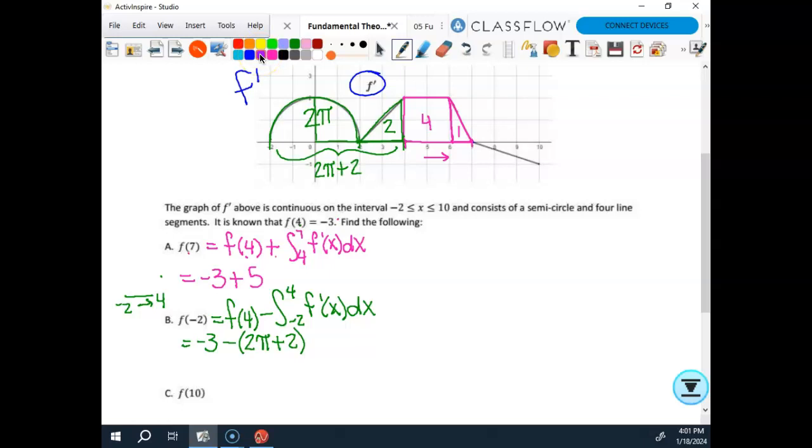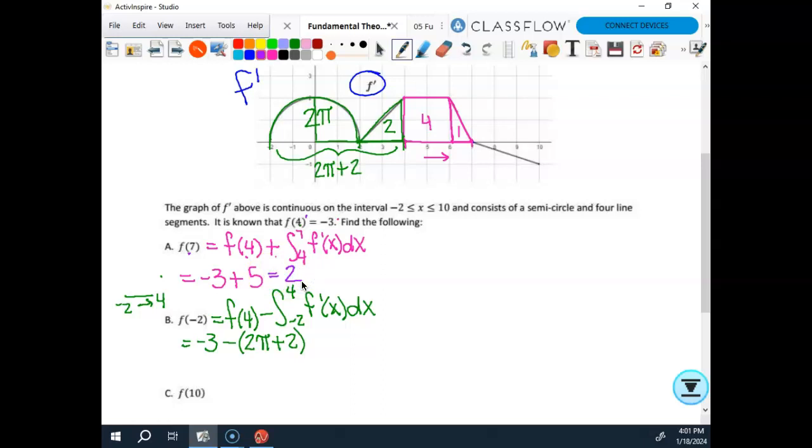So here we go. F of 10. So I have to use something that I know. Maybe you used f of 10, and that's probably safest. Maybe you used f of 4 because that's what we used on the other one. But remember, we could have used f of 7, right? And we know that this is actually 2.